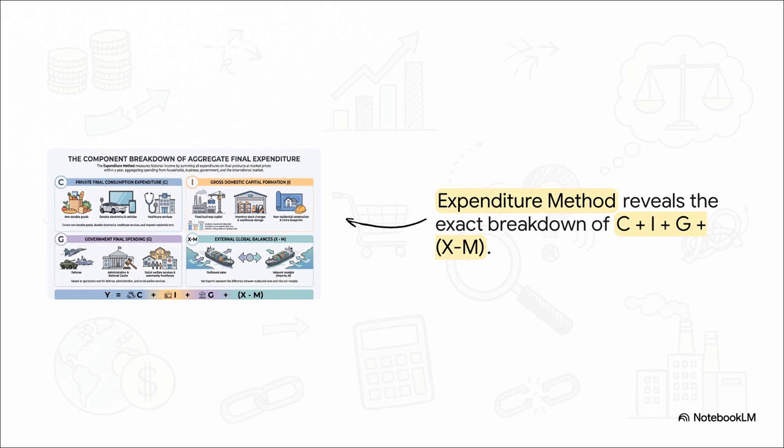It reveals exactly how much is going into private final consumption expenditure, C. It shows us the gross domestic capital formation, which is our investments, or I. It breaks down government final spending, G, and our external global balances, net exports, or X minus M. This whole formula, C plus I plus G plus X minus M, it essentially gives policymakers the dashboard they need to steer the entire country's economy.